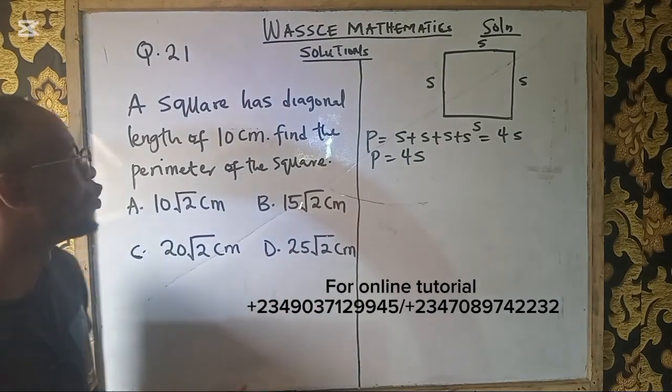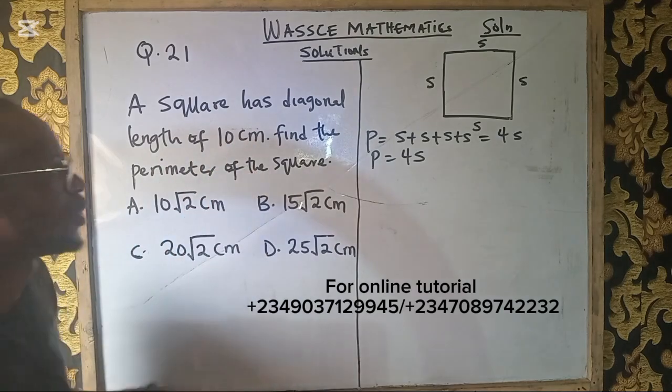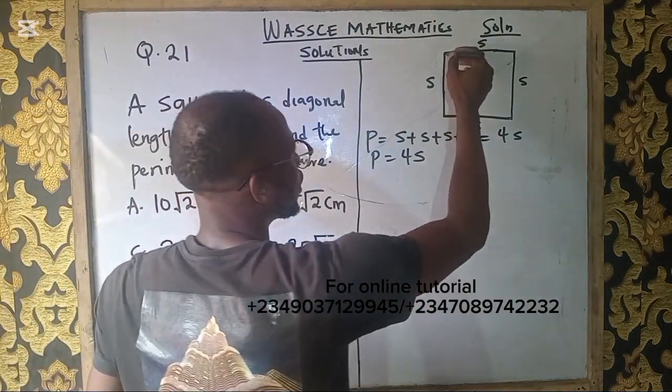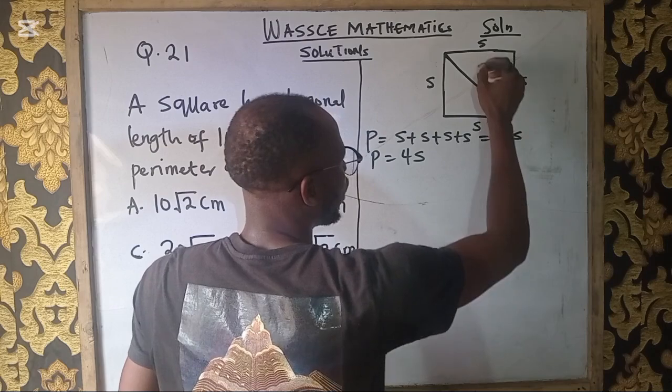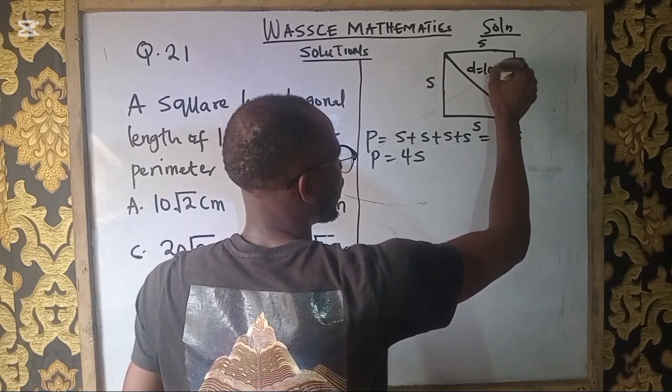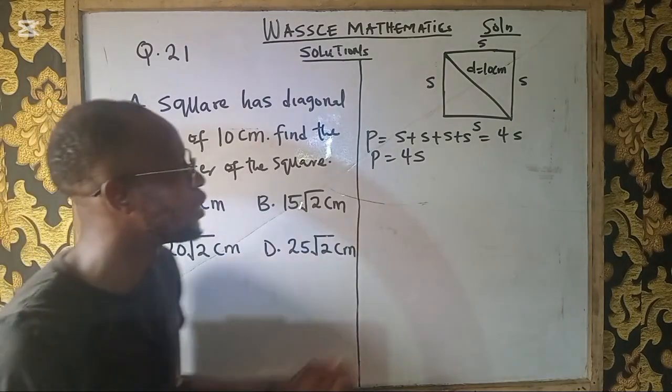But the challenge we have now is that we don't even know the side. But we are given something to help us to find the side: diagonal length of 10 centimeters. So the diagonal of a square simply means you are starting from one edge to another edge. That's the meaning of diagonal. Let me put that as D. We are given it to be 10 centimeters. All right. So with this now we can find the side.